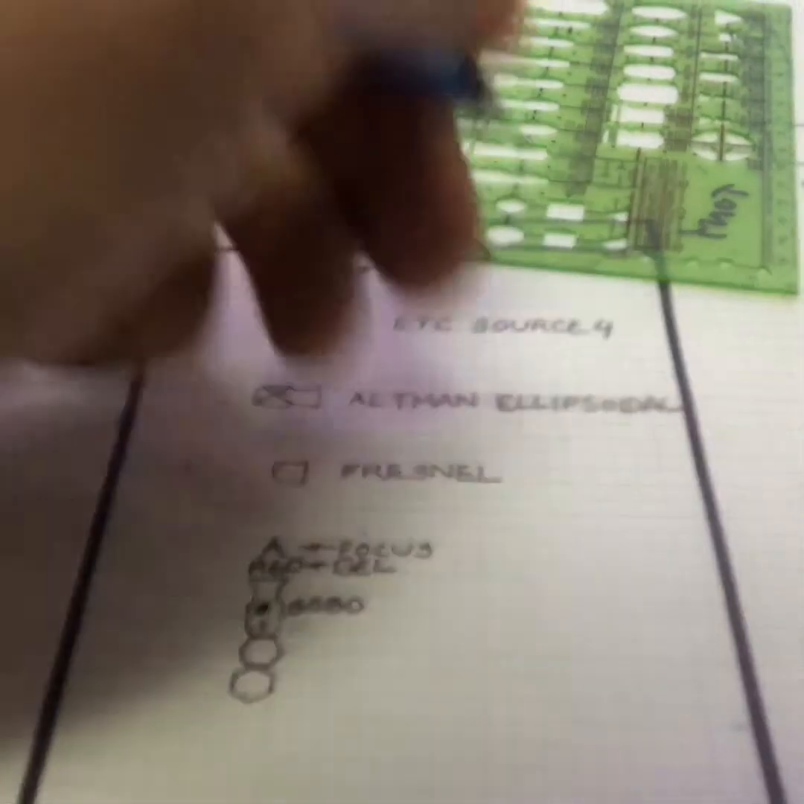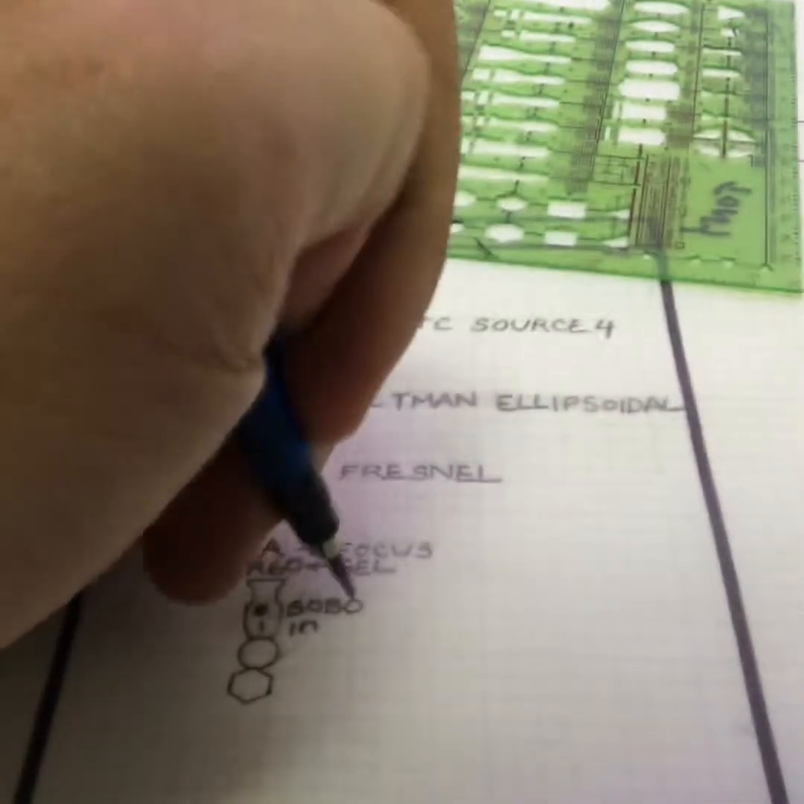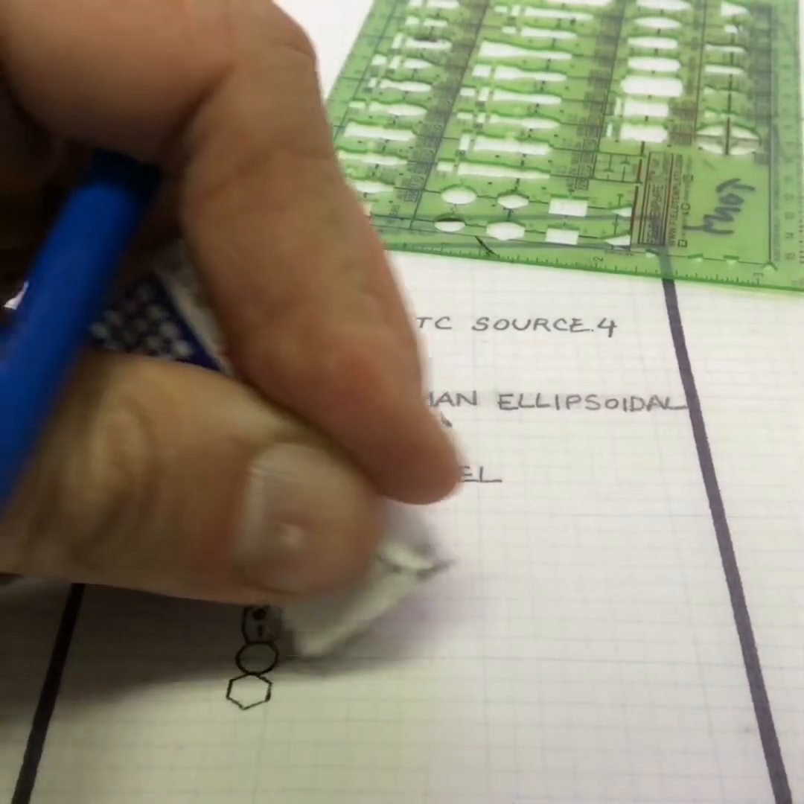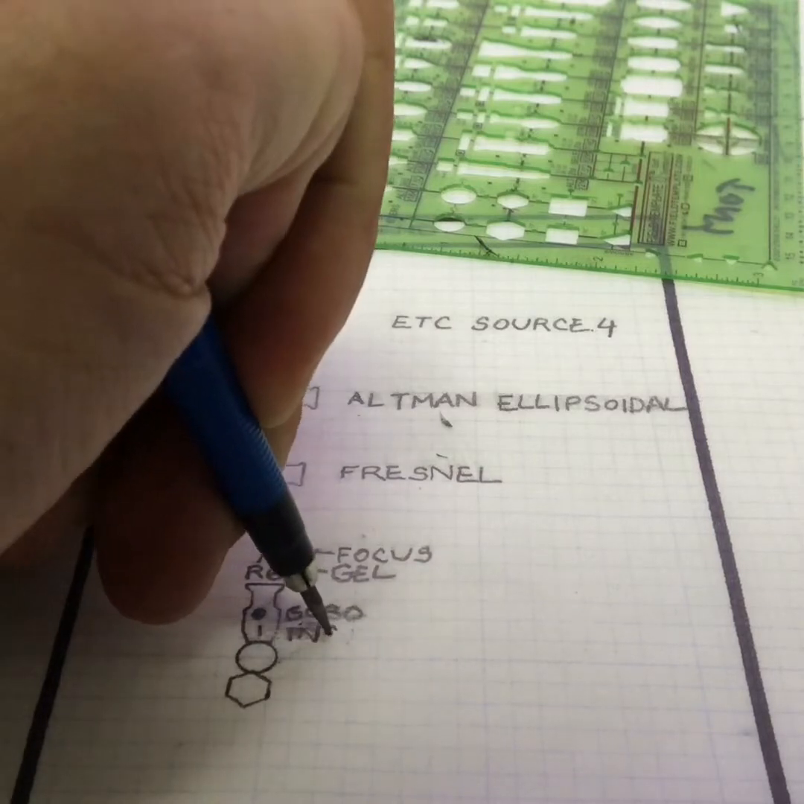Oh, look, I used a lowercase letter, so I erased it. I'm going to start over, and I did it again because I'm stupid. Let's try this one more time. Maybe I can actually draw a correct letter. There we go. Good boy.